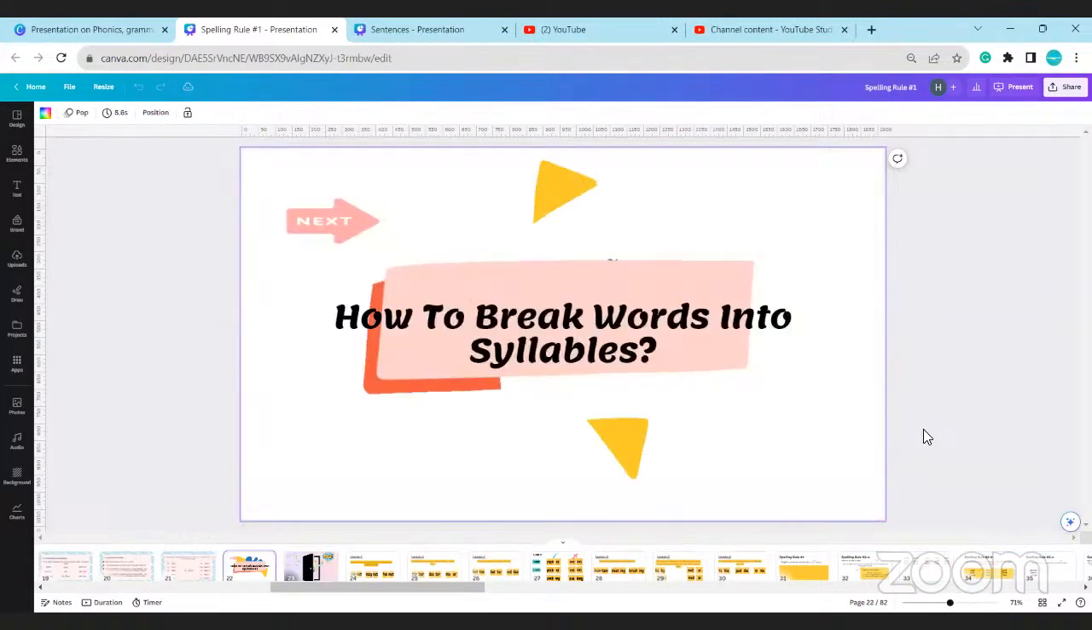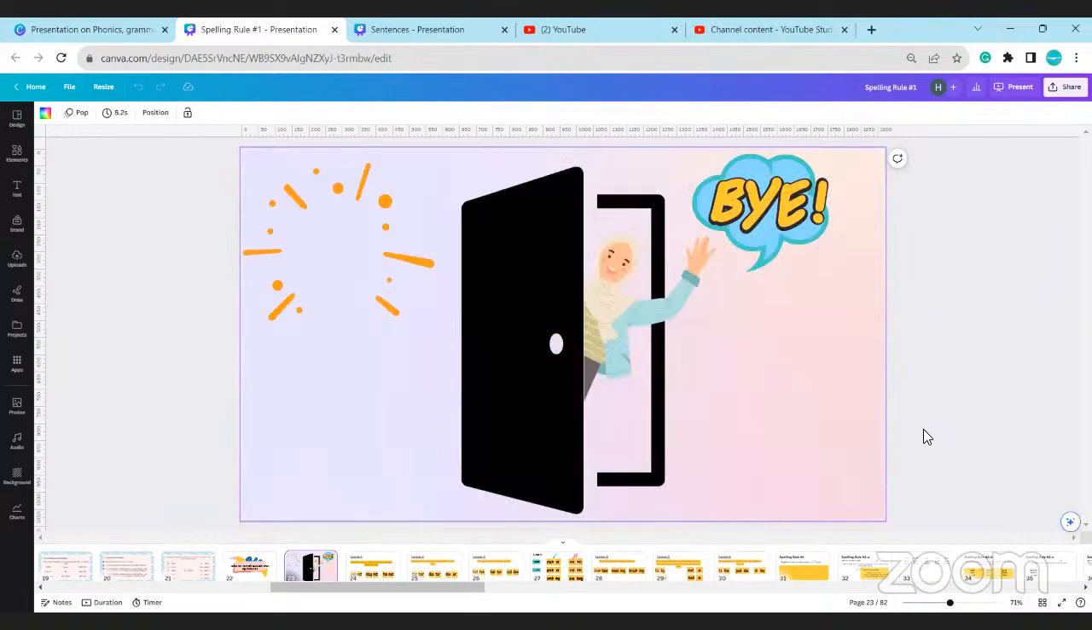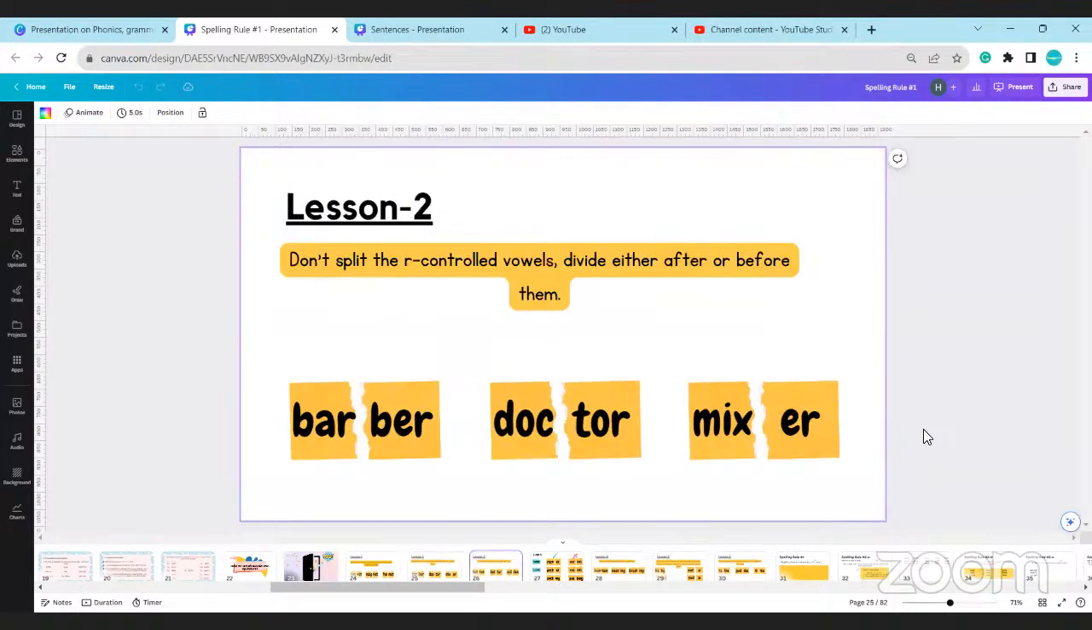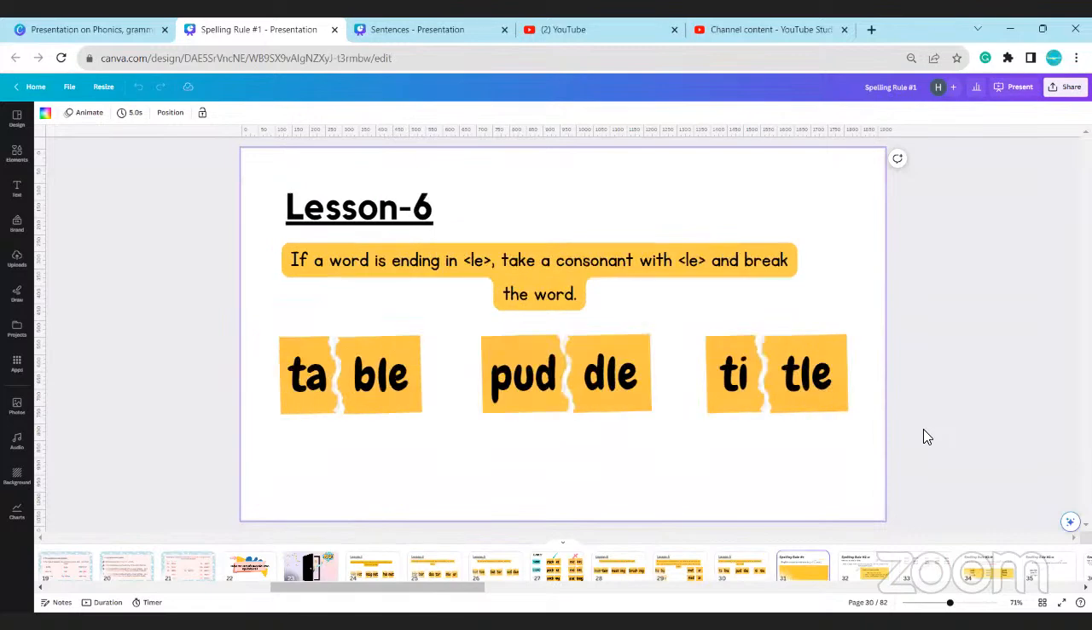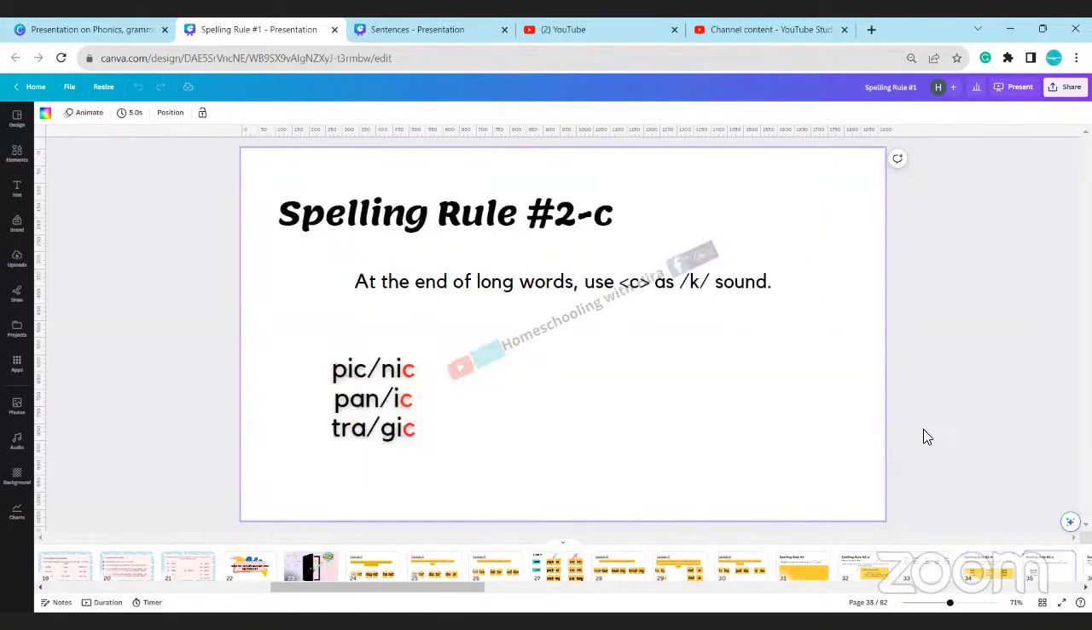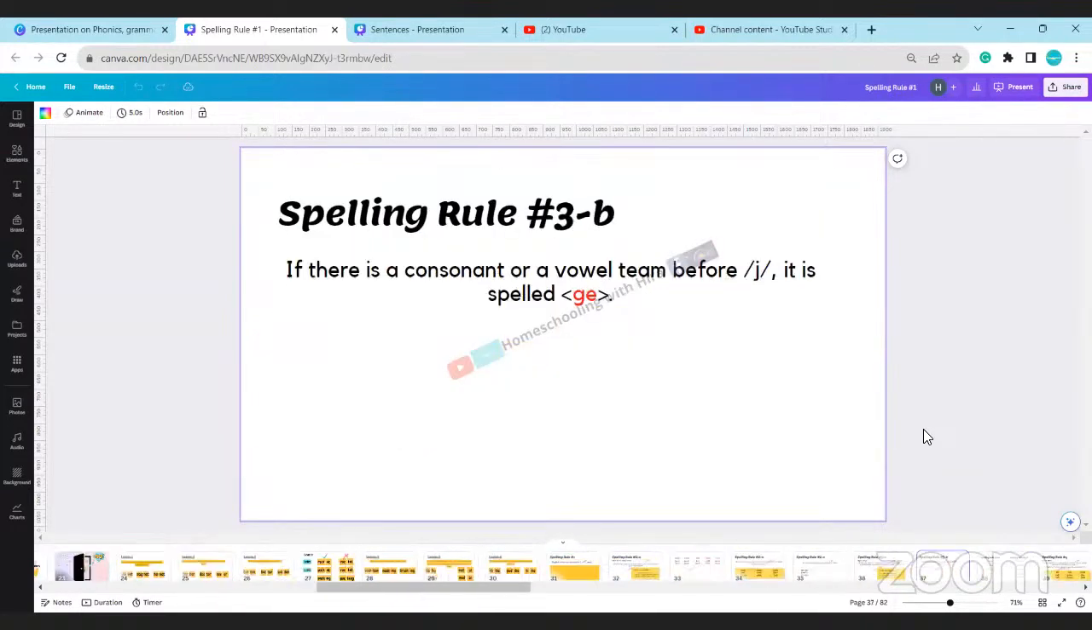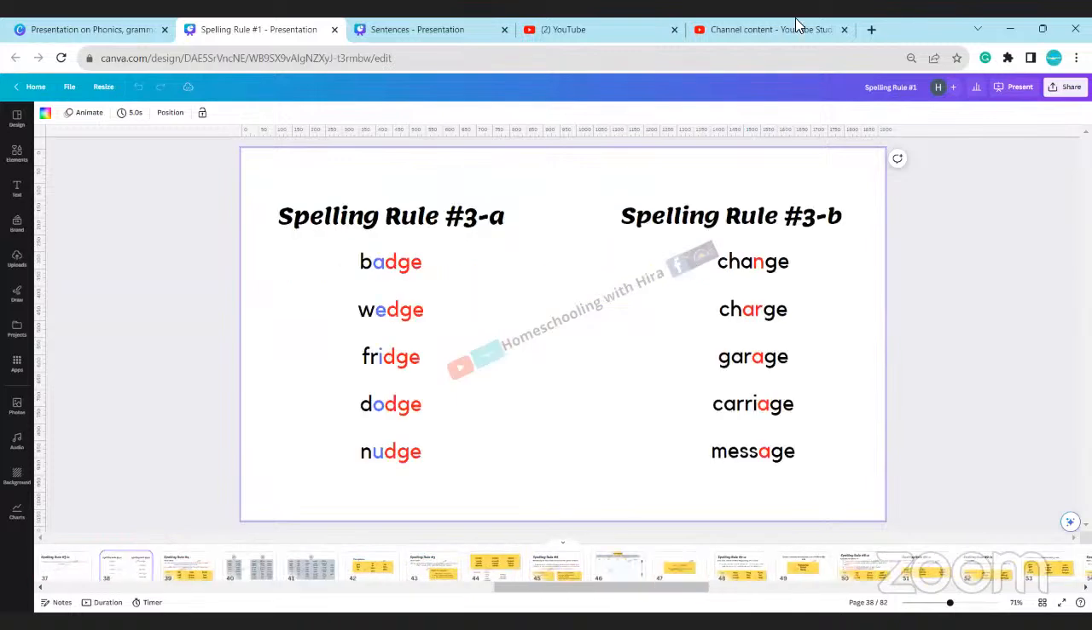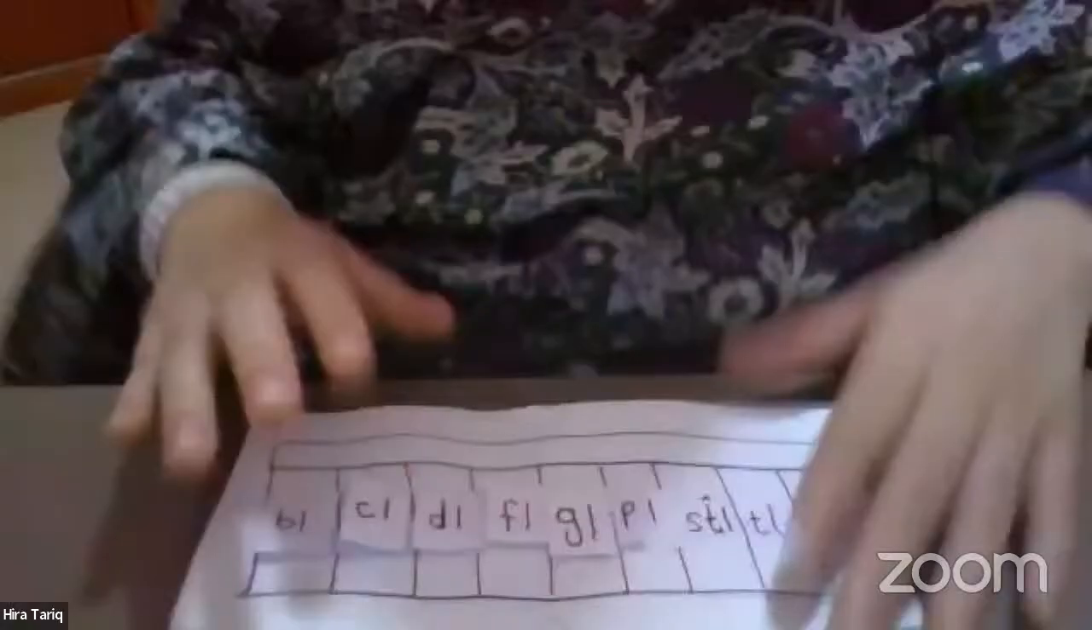Today we are going to learn the rule. Soft G and soft C. Should we go for soft G and soft C? Today we are not doing soft G and soft C because we don't have enough time. Inshallah, tomorrow we will do that. Let's check out this rule. If you can see this.